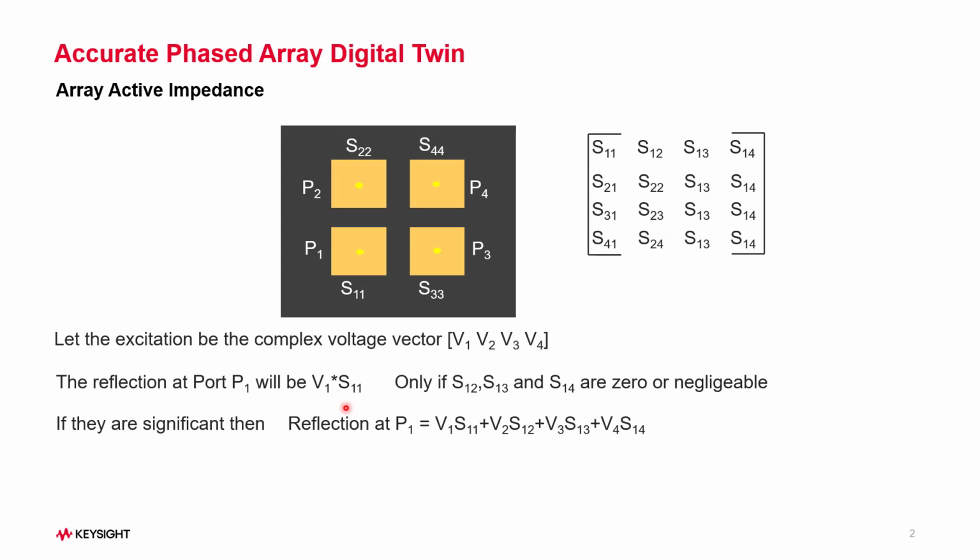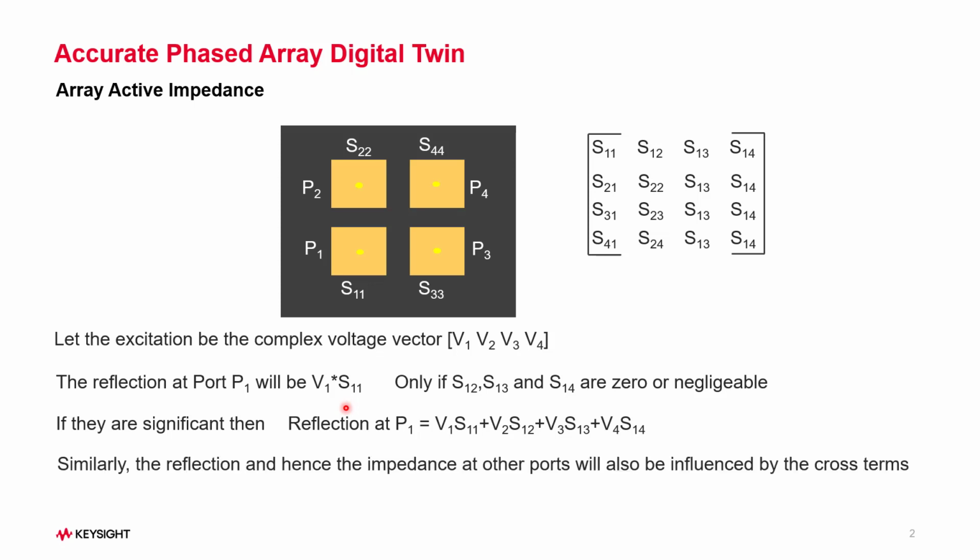This phenomenon, this modification of the impedance or the reflection, is what we call active reflection or active impedance. This happens only in phased arrays. We can write similar reflection equations at P2, P3, and P4 as well.